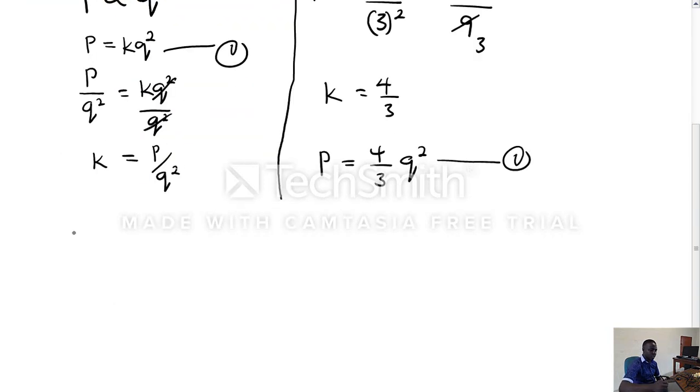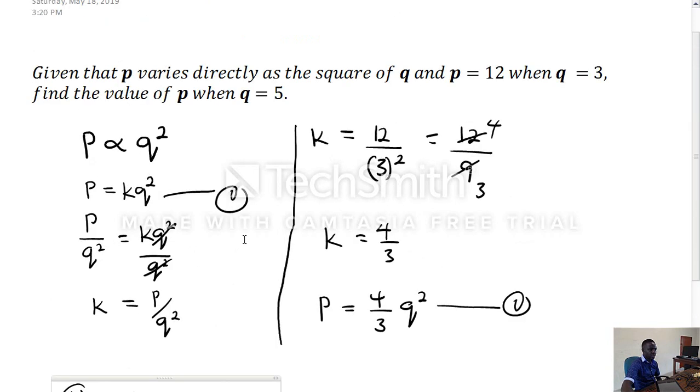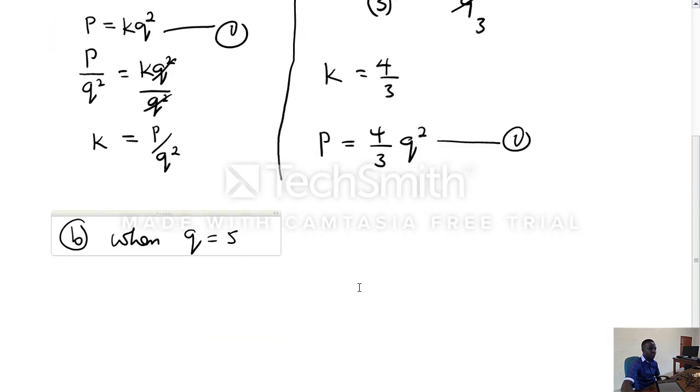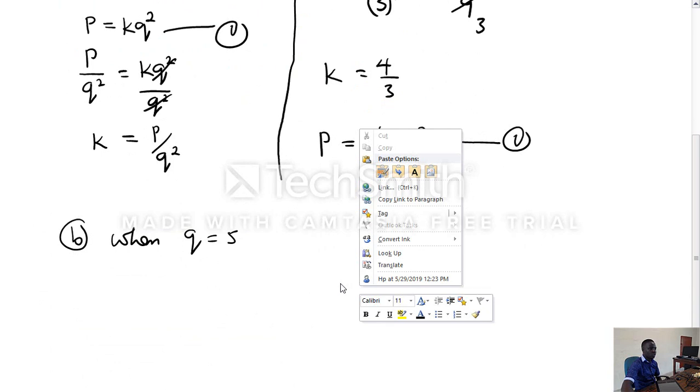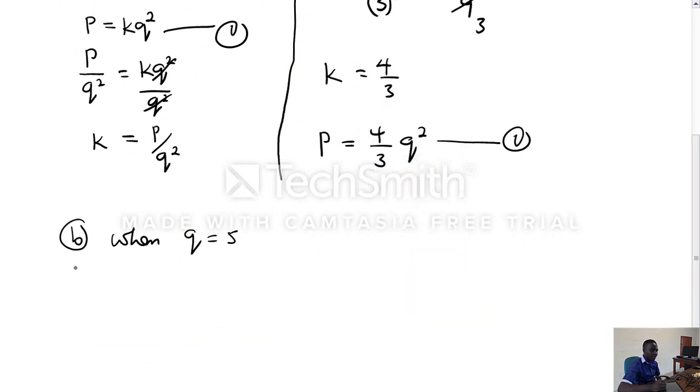So we said B, when Q is equal to 5. Let me see. Is that what we have to find? Yes. When Q is equal to 5, we'll just use a direct substitution to get our value of P.